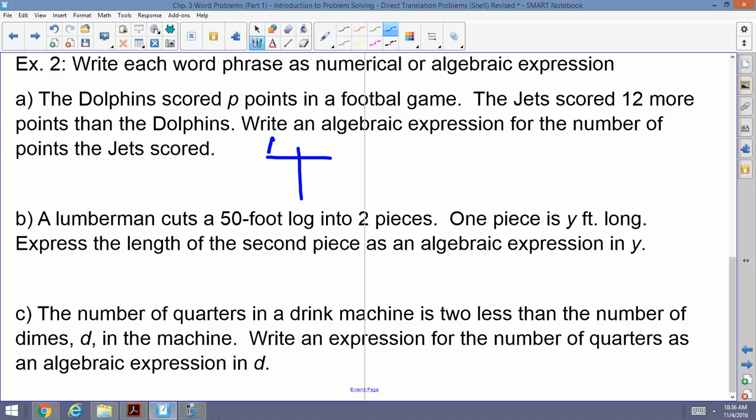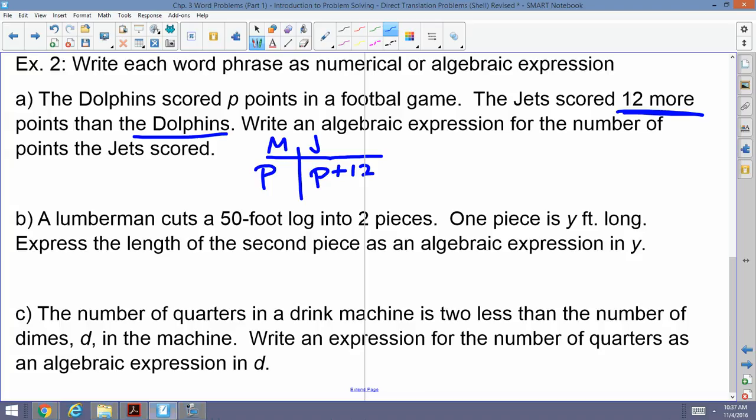I'm going to say M for Miami, J for Jets. How many points did Miami score? P. How many points did the Jets score? 12 more than the Dolphins, right? P plus 12. Now, you will all probably say, yeah, Moro, that's what we told you. I get it. But trust me, I promise you, as things get more and more difficult, you're going to be really happy that you start using this table. Trust me, okay?